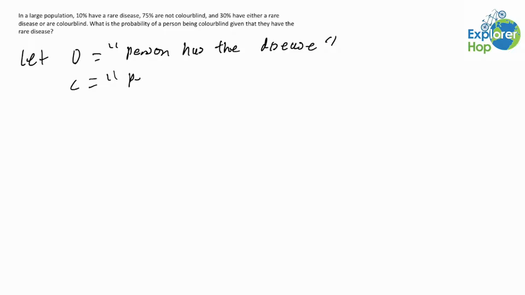So let's first start by defining the following events. Let event D be the event where a randomly selected person has the rare disease. So this is the event where a person has the disease. And we'll let event C be the event where a randomly selected person is colorblind. So event C will be the event where a person is colorblind.